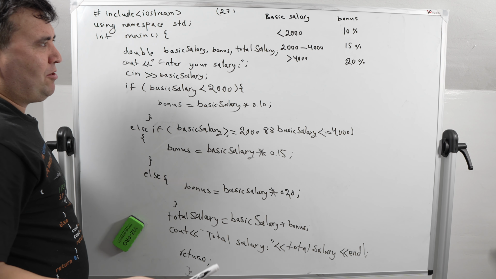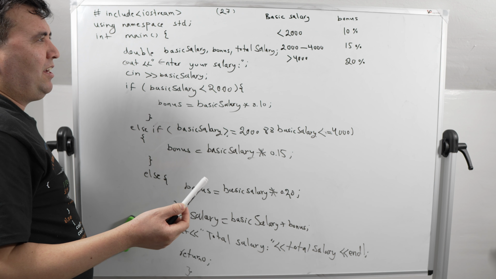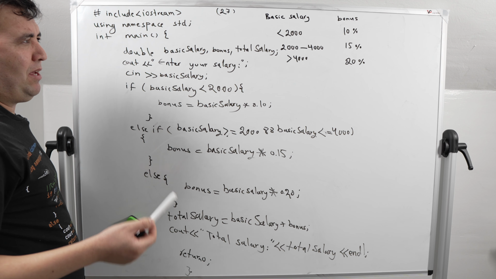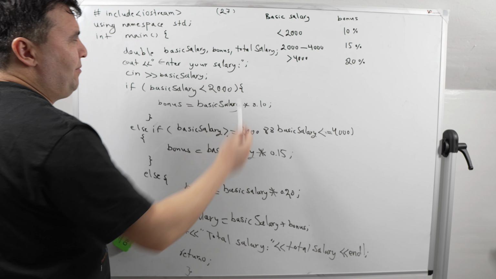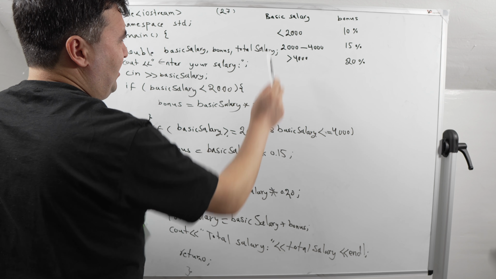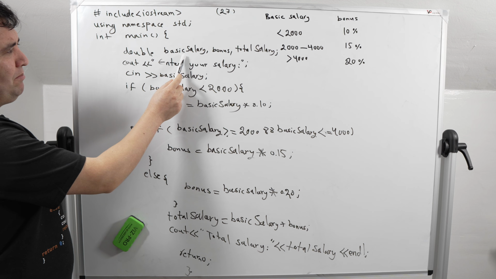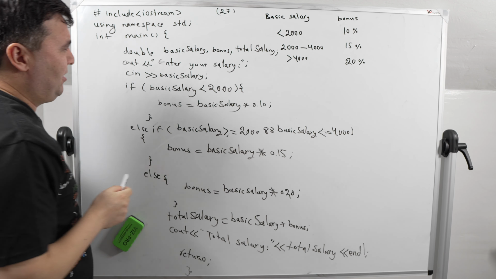So, for example, in the new year your company decided to give some bonuses to the employees based on their salary, and so we need to calculate the total salary of the employee. So we define three variables: basic salary, bonus, and total salary.